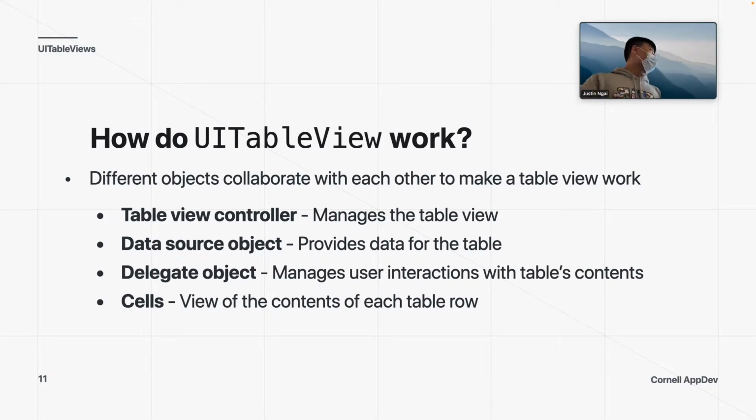Okay, so that's the visual part of what the UI table view looks like. Now let's break down how it works and how we're going to set it up. There are four main parts of this UI table view. There's the table view controller, which is what's managing everything. For example, if I want to set a custom row height or a custom number of sections, that's where I would be setting it. This is the table view controller.